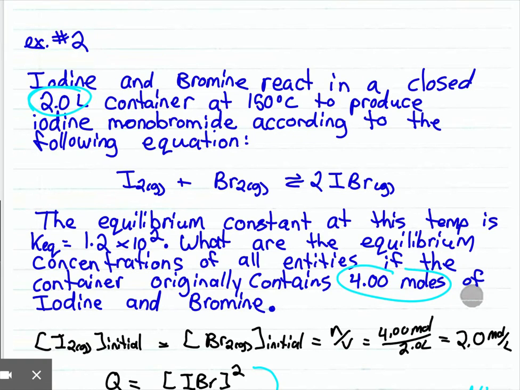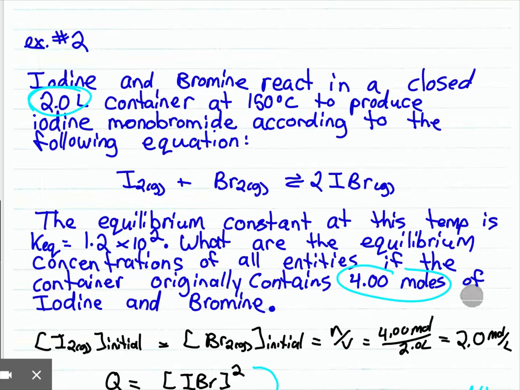So what you have to do here to move forward is you actually have to calculate the concentration of iodine and bromine using the mole and volume information. You know that they both have 4.00 moles in 2 liters. So you can see that just a quick line, initial concentration of iodine equals initial concentration of bromine gas equals number of moles over volume equals 4.00 mole over 2 liter is 2 moles per liter.